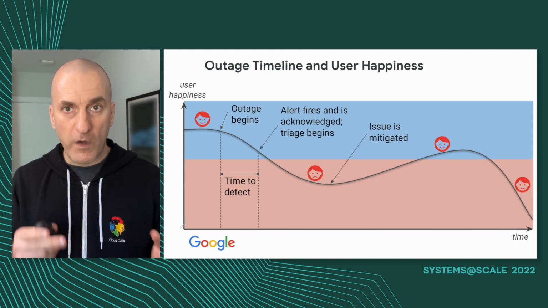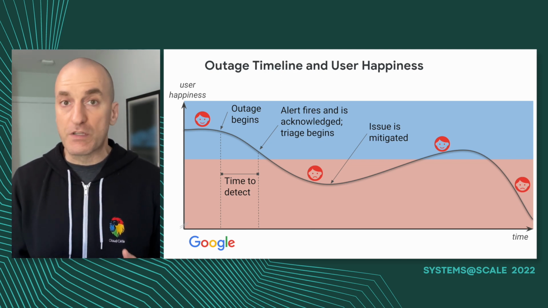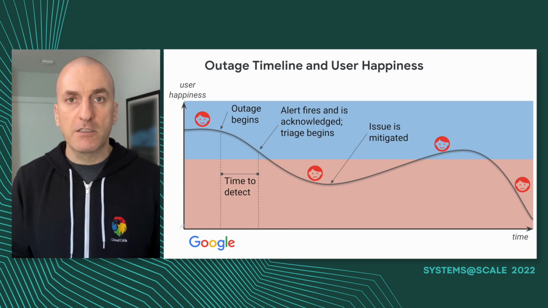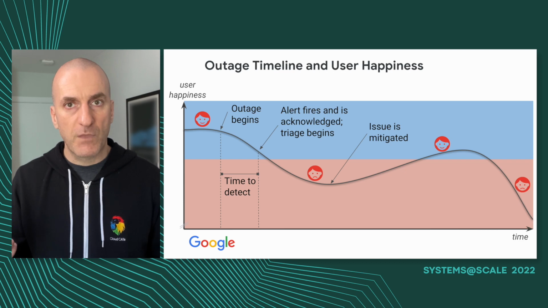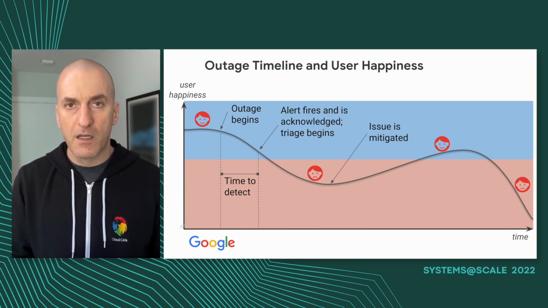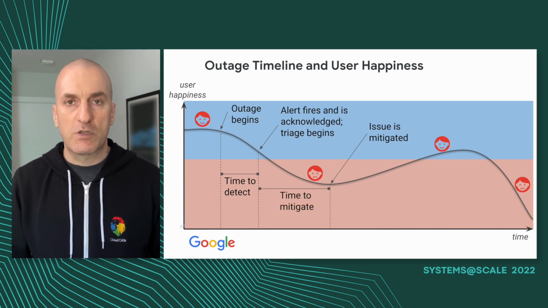At some point, once we receive the alert, we start working on the outage and we identify what can we do to mitigate it, to restore our service back to health. And we take those actions and we see our service start to recover. The time from when we knew about the outage, which is when our alert fired, until the time that we were able to mitigate it, is what we refer to as time to mitigate.